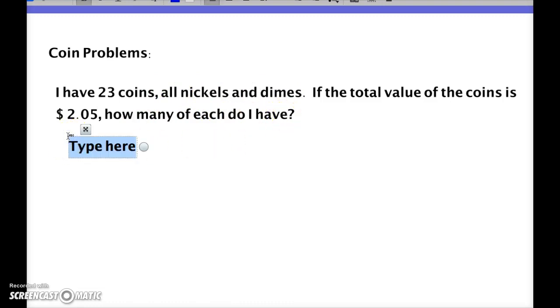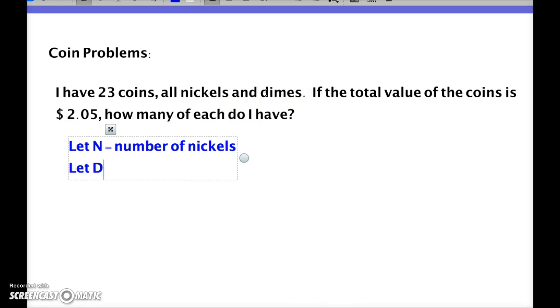So I could say, nickels, I want to know how many nickels. So that would be let n equal the number of nickels. And I also have dimes. So for the dimes, I could use d. Of course, you can use x and y if you want, but I find it easier to use something that helps me remember as I'm doing the problem what the variable stands for.